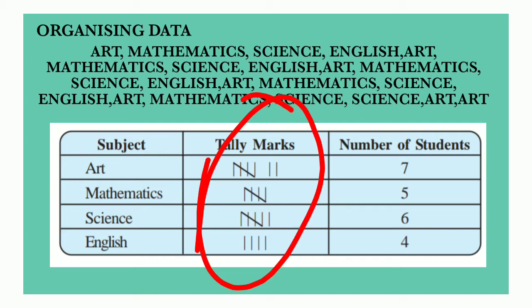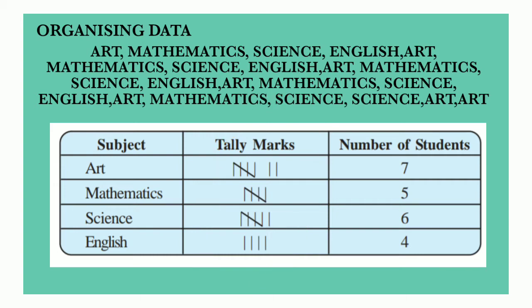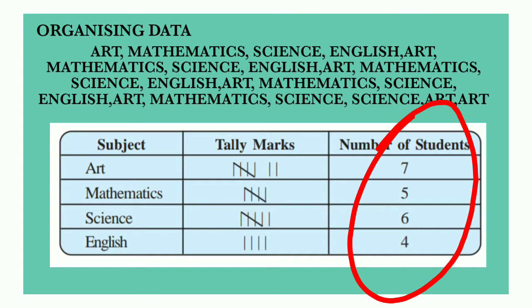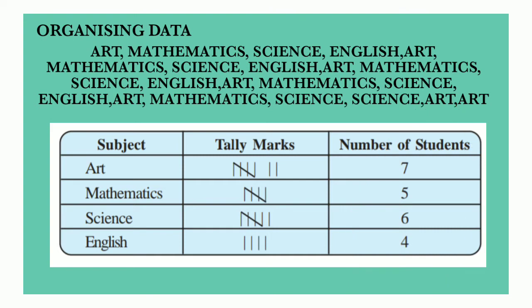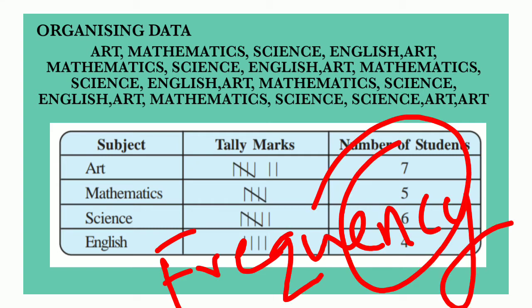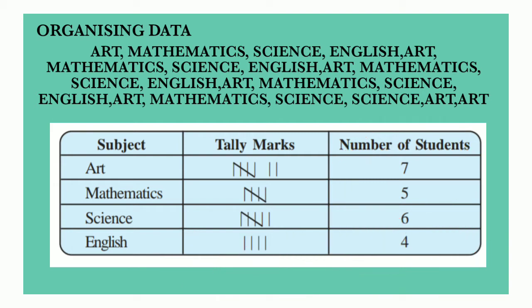Art, how many times, we count one by one, 1, 2, 3, 4, 5, 6 and 7. So total art is 7. Then mathematics 1, 2, 3, 4 and 5, then total 5 and so on. So this is called tabular form, and the last column is known as frequency of the data. Okay, and this type of table is known as frequency distribution table.